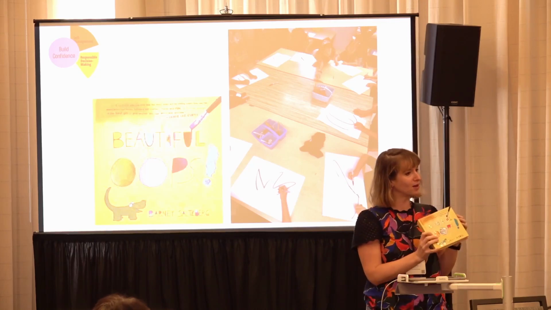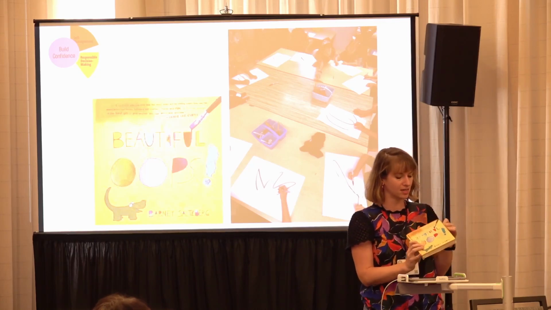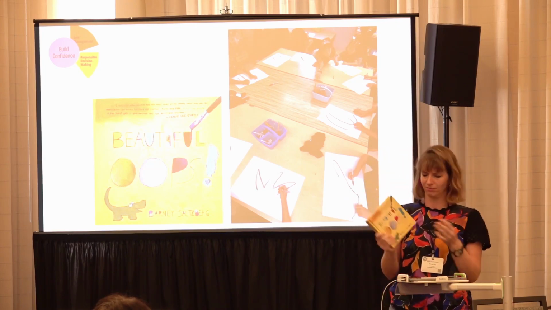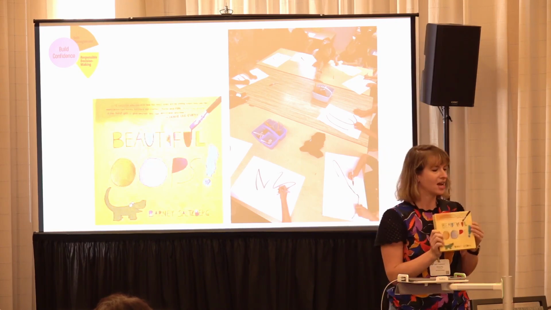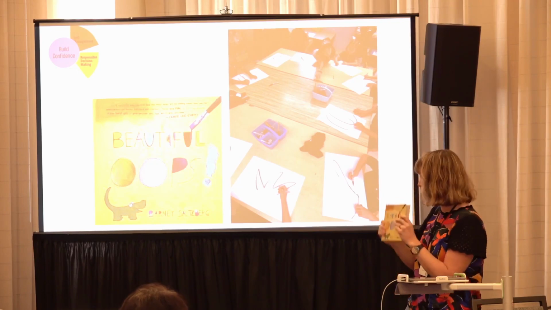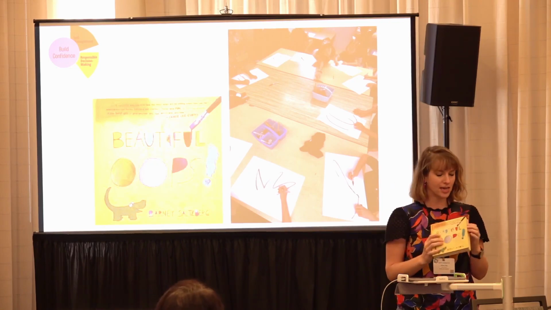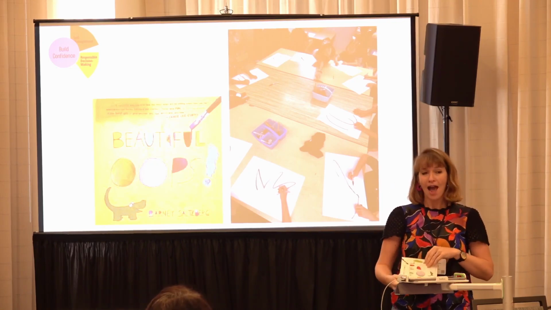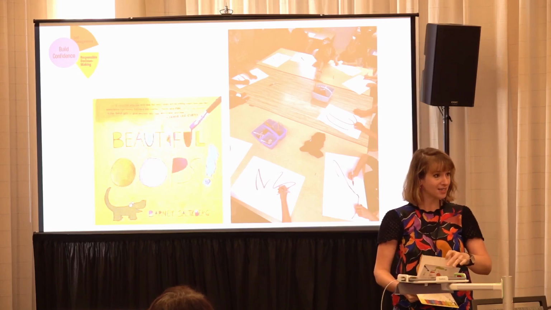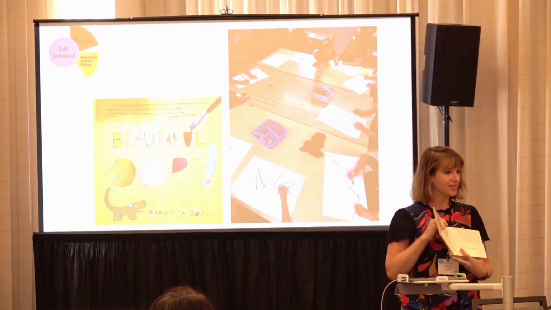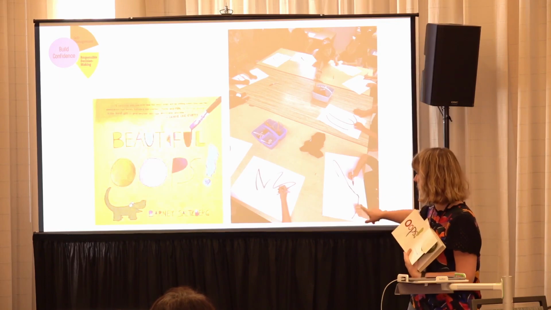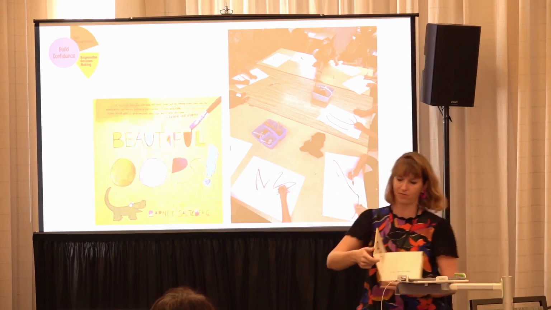But this was one that we started last year, A Beautiful Oops. I don't know, it was written maybe in the 90s. But it's a book, I'm going to show it to you in a second, where it essentially goes through what happens if these mistakes happen on your artwork, and the kids' brains explode. I'm going to show you it in a second, and then we create some artwork from that.